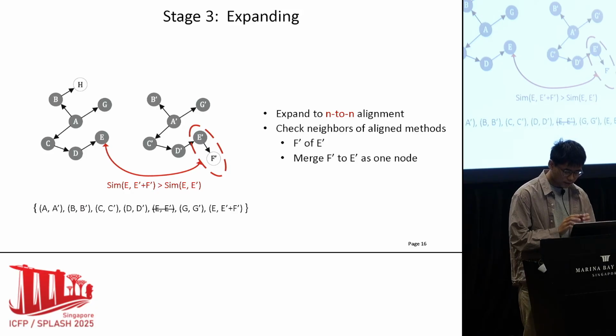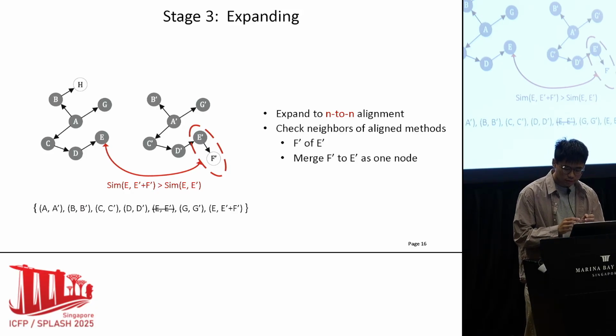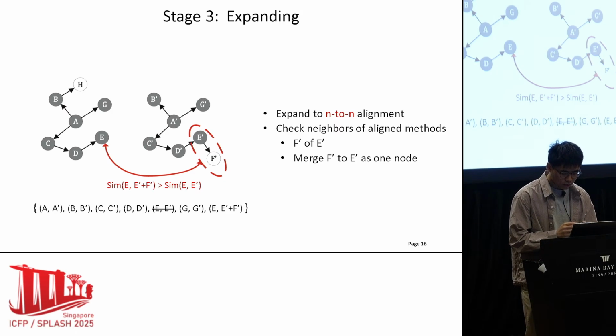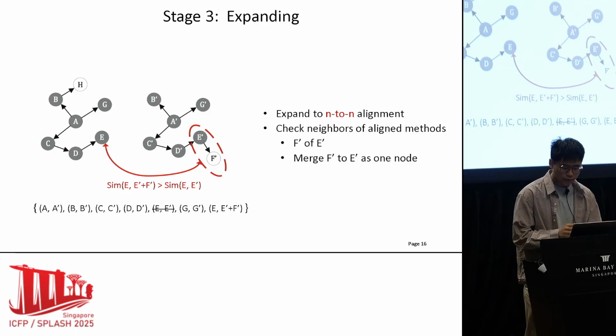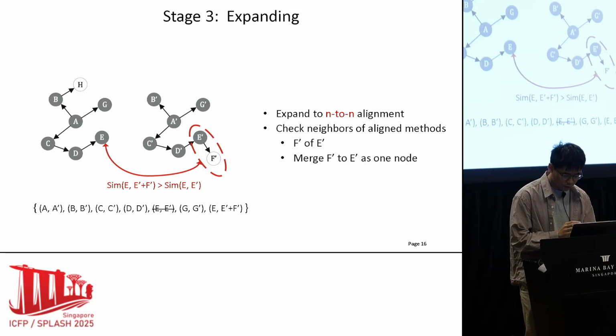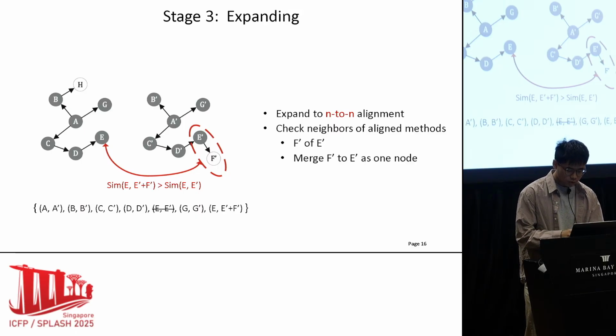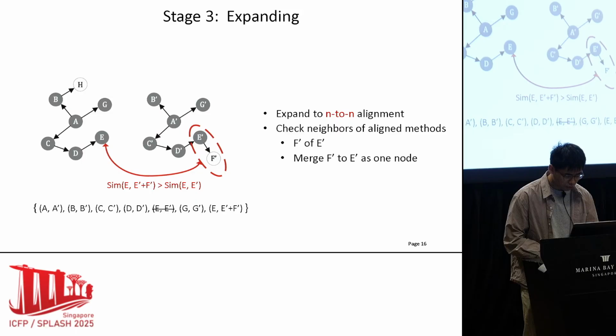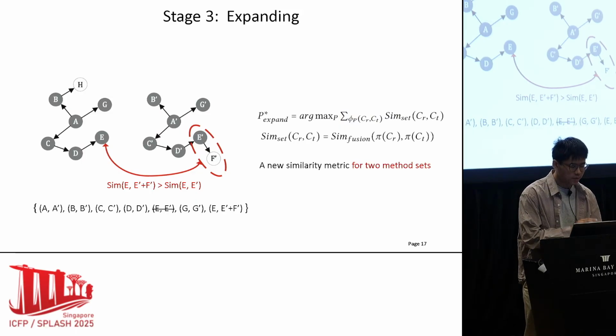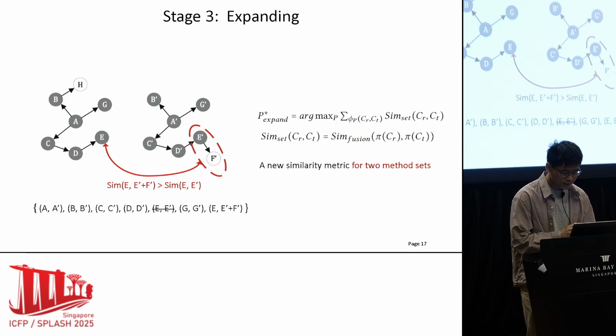Finally, the third stage is expanding. In this stage, we are looking for those end-to-end cases. We do this by checking the neighbors of aligned methods to see if merging a smaller unaligned method back into its caller would create a much better match. For example, in this figure, we check F prime, which is a colleague of E prime. We merge F prime back into E prime as one single node, and then we use a new similarity matrix designed for two method sets to evaluate the similarity. And this helps us find a 1-to-2 alignment here.